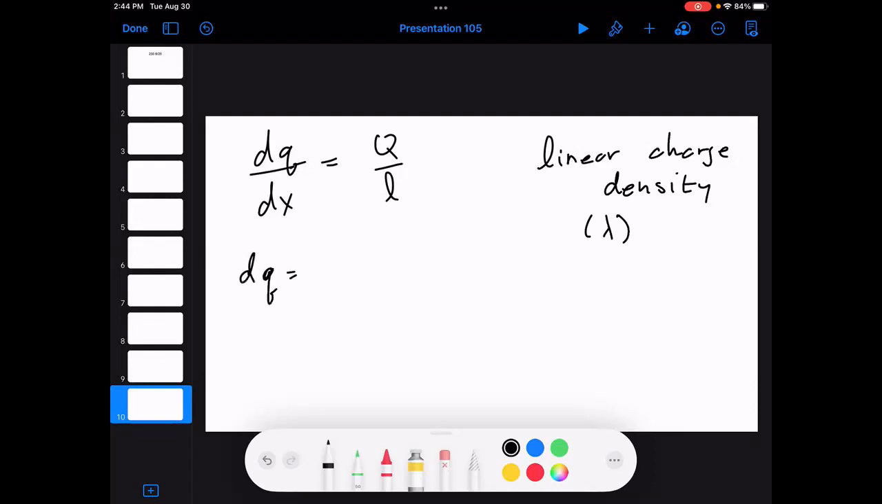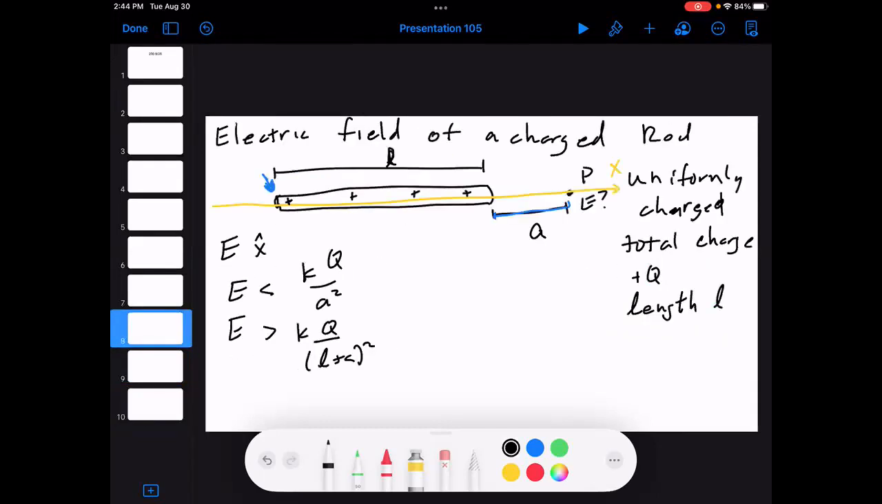Let me do the algebra here. So dq equals Q over L dx. The capital Q and the L, are those things we know or things we don't know? We do, right? Those were given in the problem. In the beginning, we said this has a total charge Q. That's how we know it. This has a length L, so that's what we know. We also know a there, kind of beside the point right now, but that's one of our knowns.